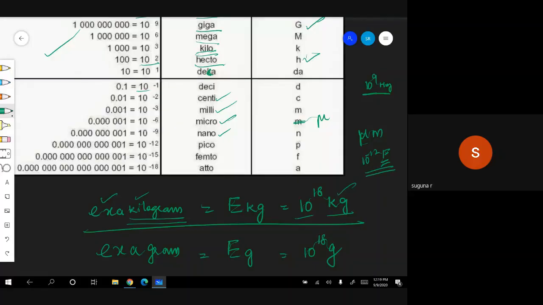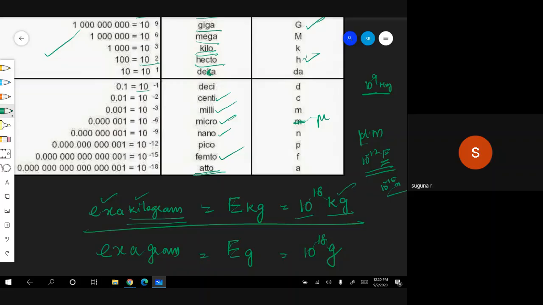Next one, femto. Femto you know very well. Femto, nuclear size. What is the radius of the nucleus? 10 power minus 14 to 15 meter. Therefore, it is femtometer. Atto. The very least unit here is atto. Atto is 10 power minus 18. Even there are units below that. There is zepto. Zepto means 10 power minus 21.